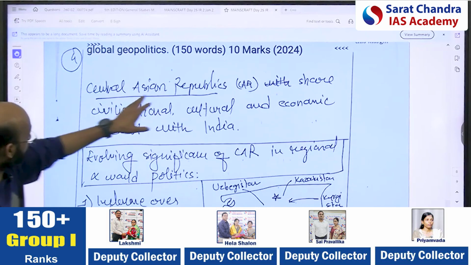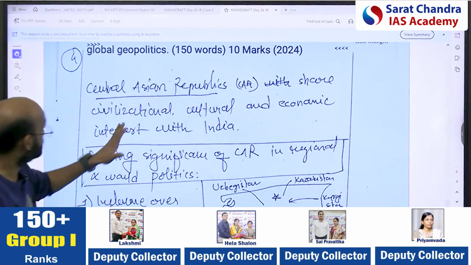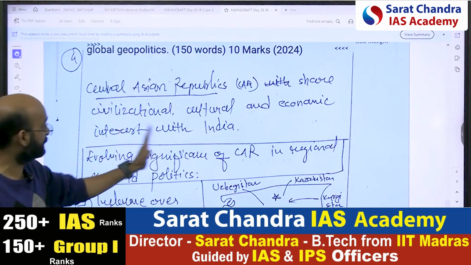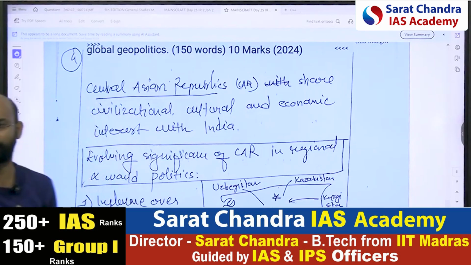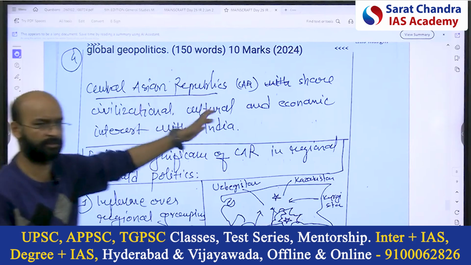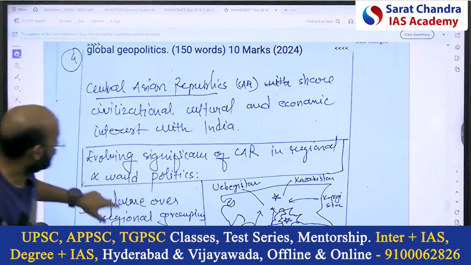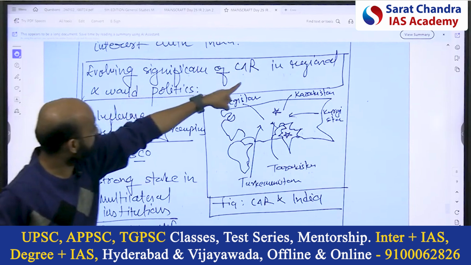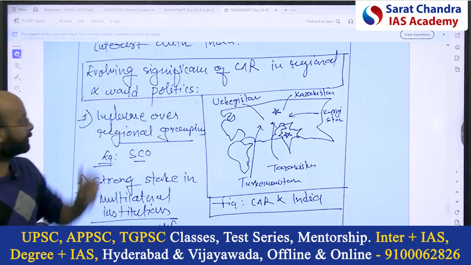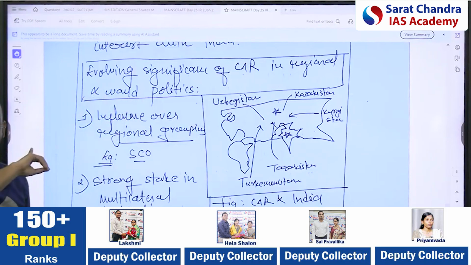First, Central Asian republics share civilizational, cultural and economic interests with India. I don't know if it's a very good introduction, it's just a very general introduction. The evolving significance of CAR in regional and world politics is mentioned here.